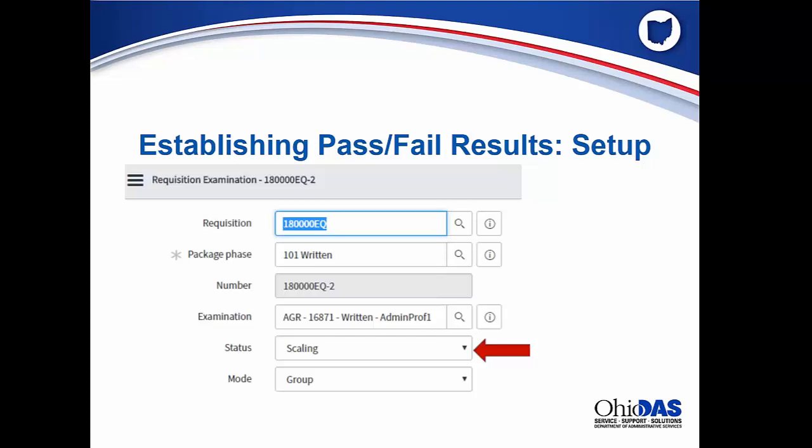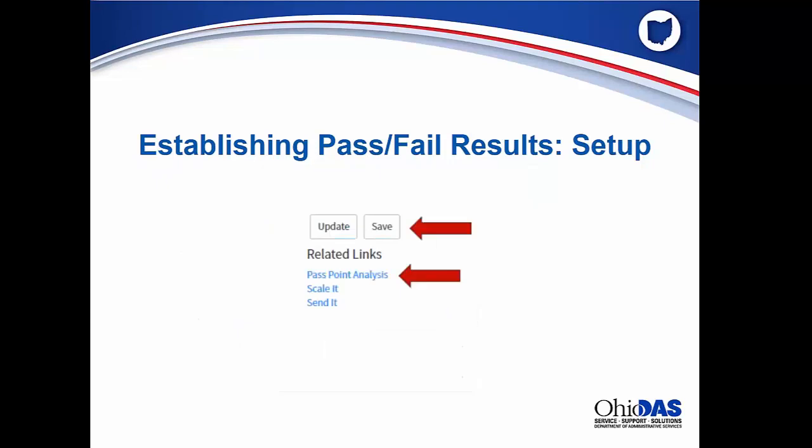So in that top section of the new page, on the status, instead of where it used to be scheduling, we would select scaling in the status field. And of course, we would have to save because we made a change in those fields. So we would save, and then we would scale it, but previously, since we selected scaling and saved, after doing so, we can click on the pass point analysis.